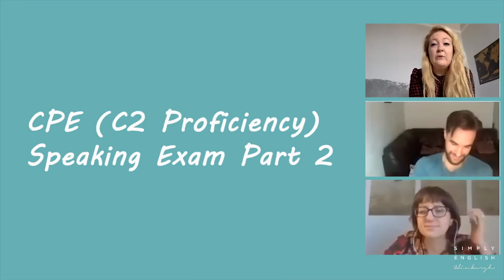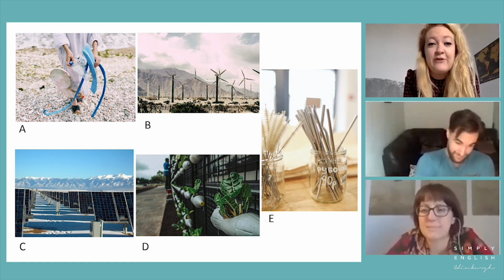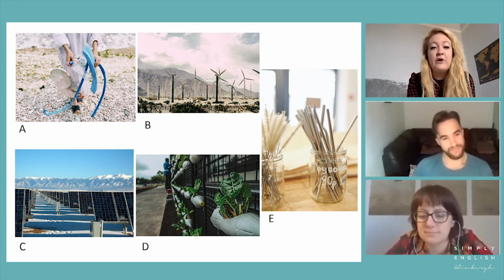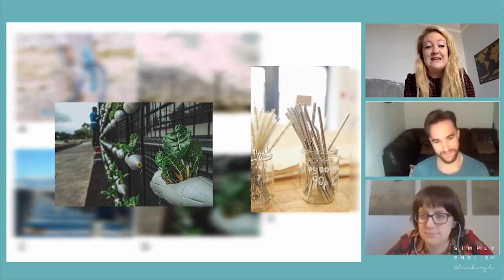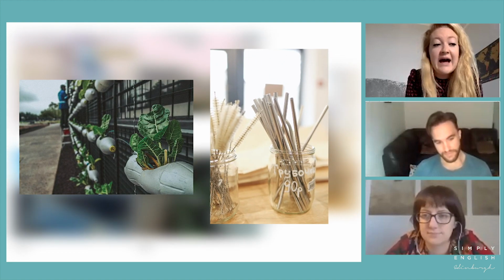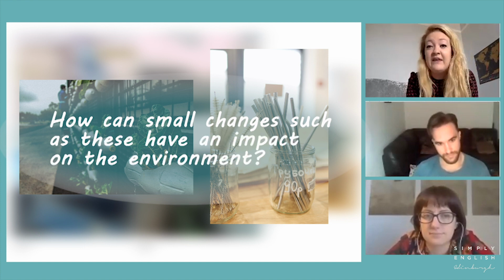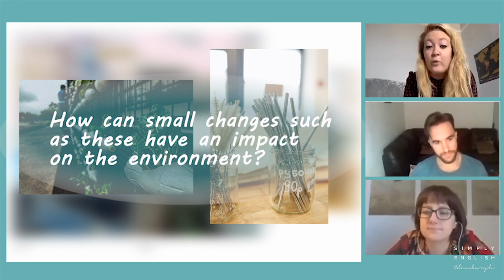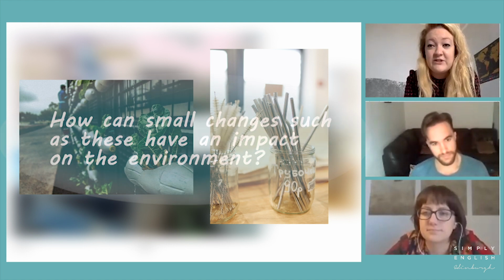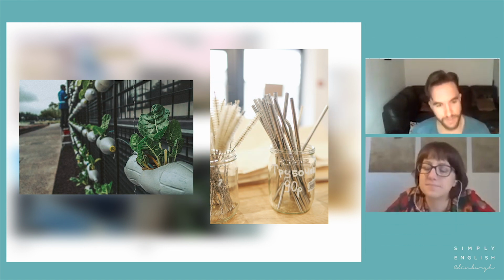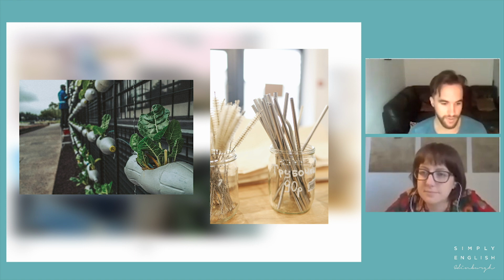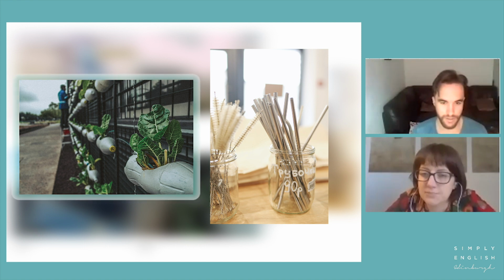Okay, so you now have a group of pictures in front of you, and first of all I would like you to focus on pictures D and E and discuss how making small changes such as these can have an impact on the environment. You now have 1 minute to discuss these two pictures. Okay, Tatiana, would you like me to start? Yeah, please go ahead. Okay, so on picture D, I think we see a vertical gardening system, an irrigation system.